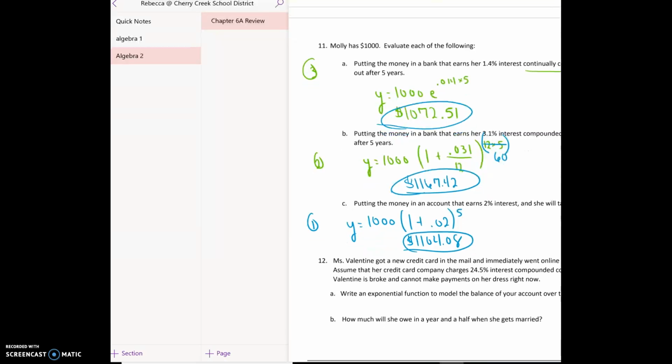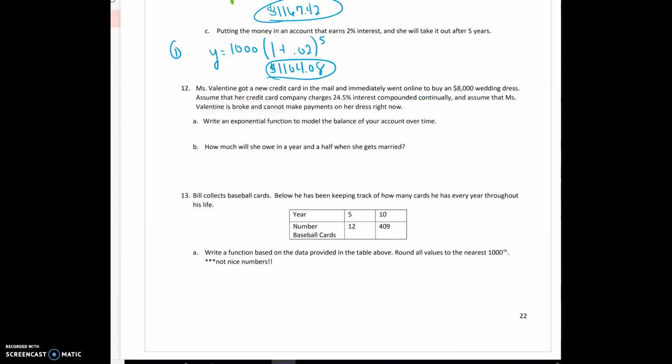All right, let's go to number 12. All right, so Miss Valentine, she is now Mrs. Lloyd, got a new credit card in the mail and immediately went online to buy an $8,000 wedding dress because she got married last year. Assume that her credit card company charges 24.5% interest compounded continually, and assume that Miss Valentine is broke and can't make payments on her dress right now.